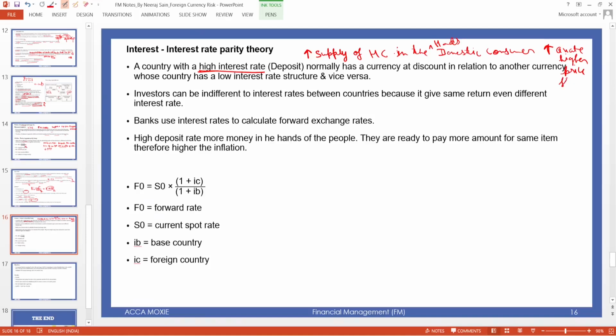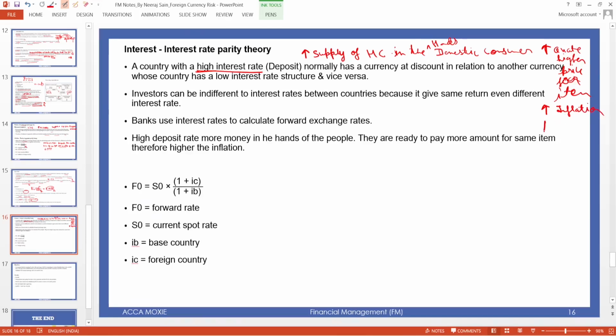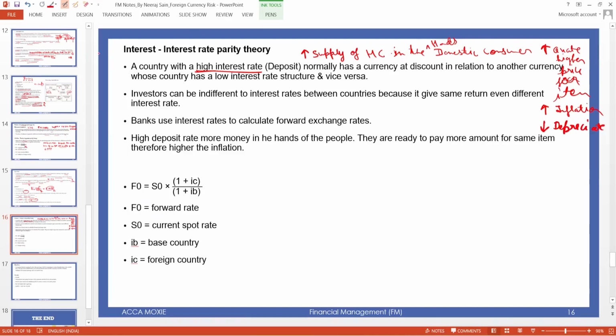price for items. If you quote a higher price for items, which means the prices or inflation, you can say, will increase. So your currency value will depreciate again. So a country whose deposit interest rate is high normally has a currency at a discount, which means it depreciates, in relation to a country whose currency has a lower interest rate structure, and vice versa.